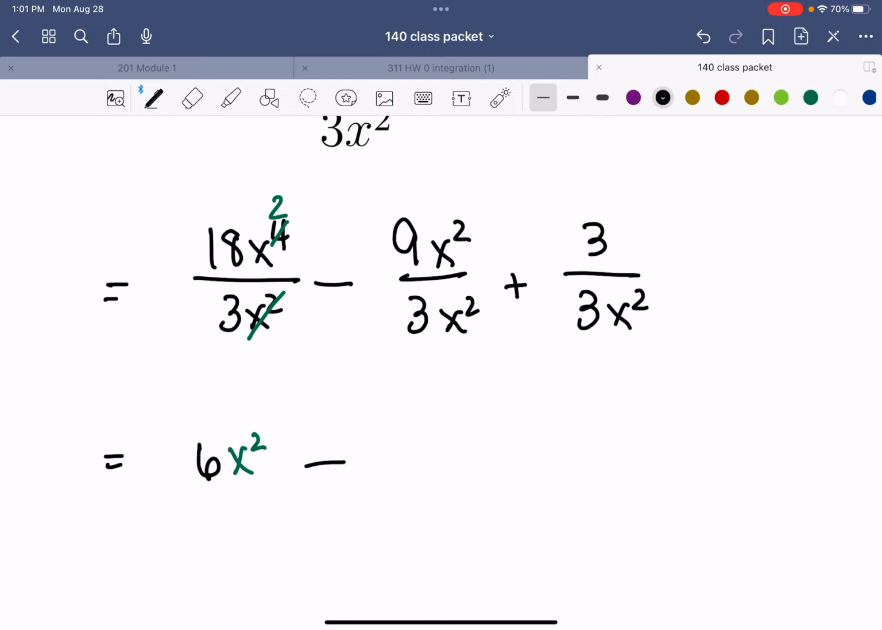All right, 9 over 3 becomes 3, and the x squareds will cancel out. You have 1 on the top and 1 on the bottom. And in the last one, the 3's will cancel, but I don't have anything to cancel that x squared with, so it will just stay a 1 in the top to hold the place and an x squared on the bottom.